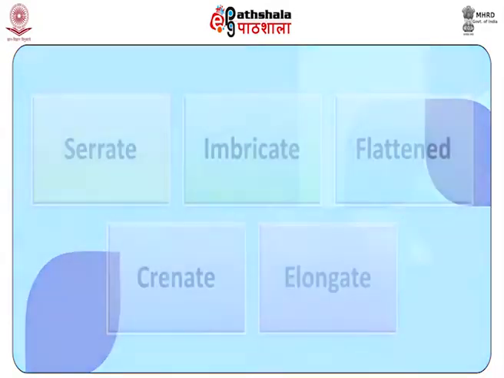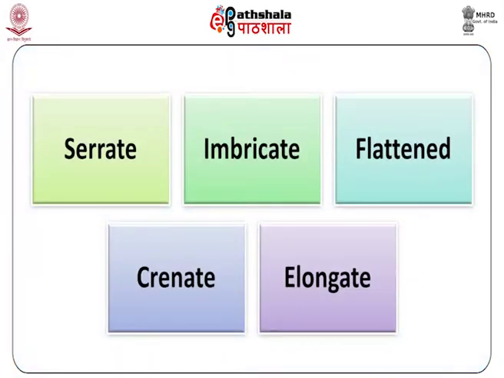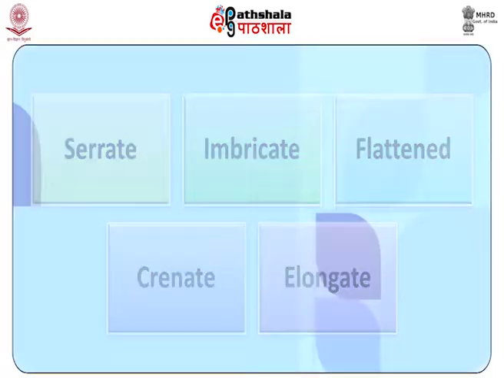Scales are present on the cuticle. These scales always point toward the tip of the hair and overlap each other. Hardening and flattening of special cells form the scale. These can be of various types such as serrate, imbricate, flattened, crenate and elongated. For example, human hair has imbricate cuticle. These cells get hardened while progressing from the follicle.